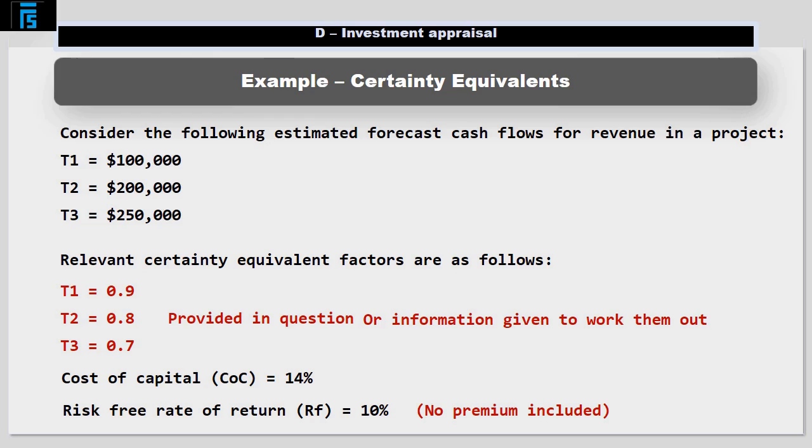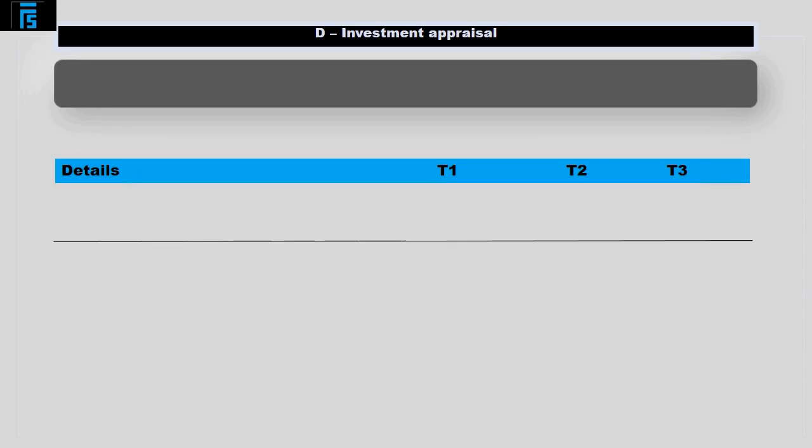These certainty equivalent factors would need to be given to you in the question, or at least you would have to be given enough information to be able to work them out. Suppose the cost of capital is 14% and the risk-free rate of return is 10%. The risk-free rate is the rate of return required to compensate investors for interest and inflation only, i.e. no premium is included for risk.